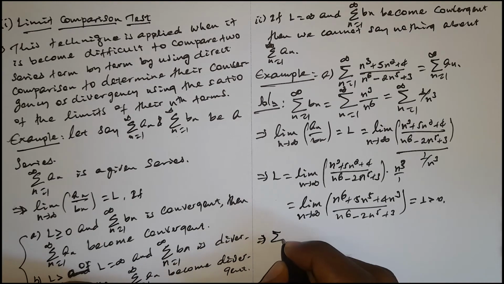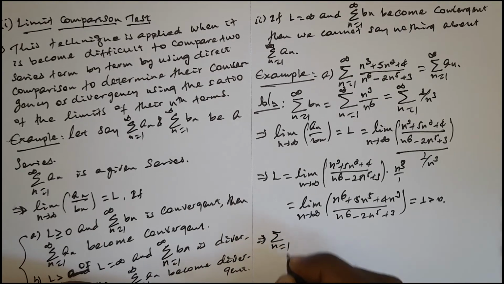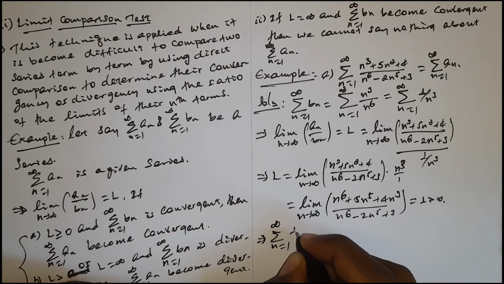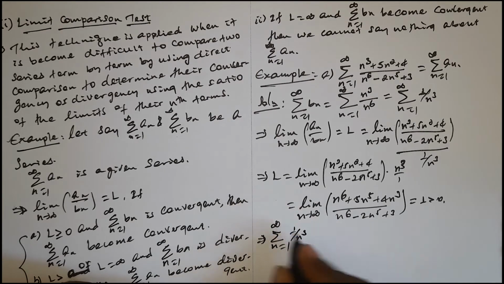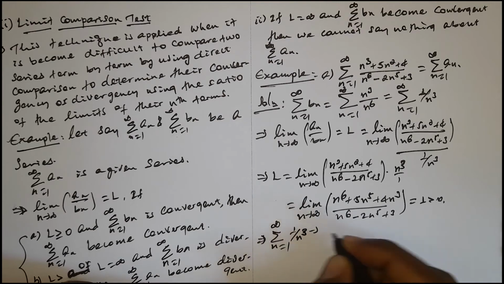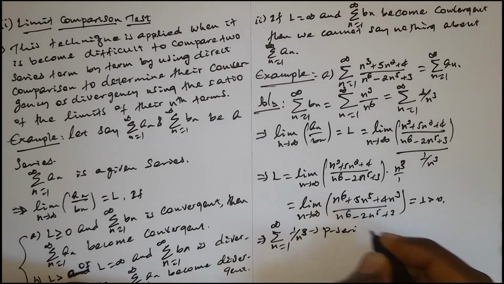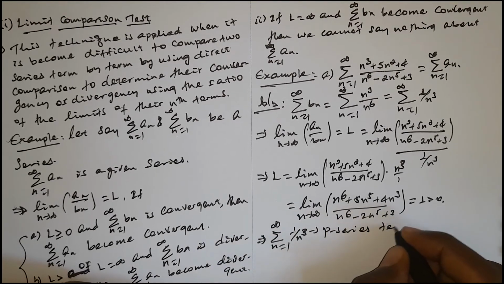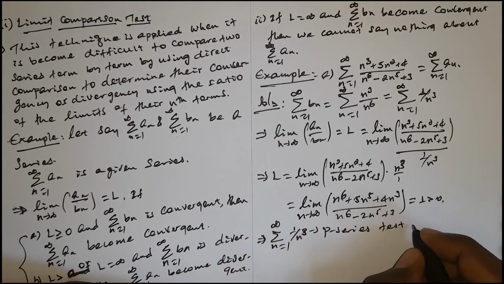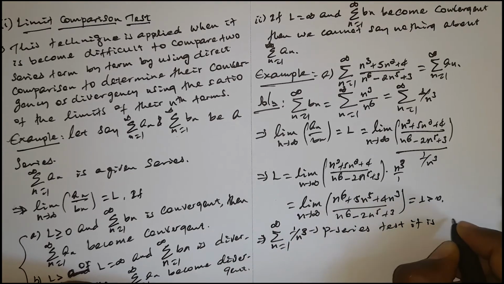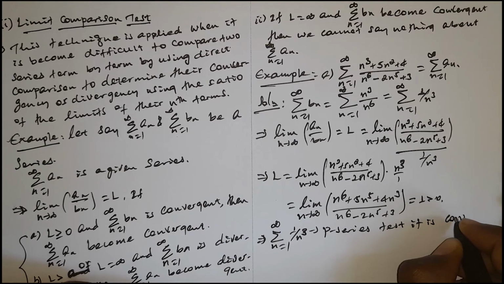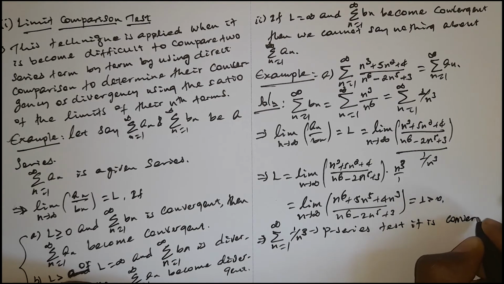Here Bn is 1 over n cube. By the P series test, it is convergent.